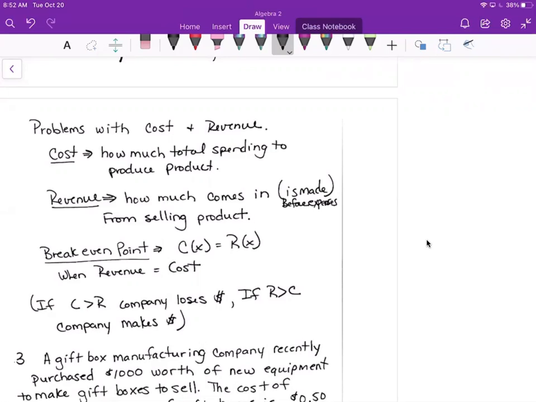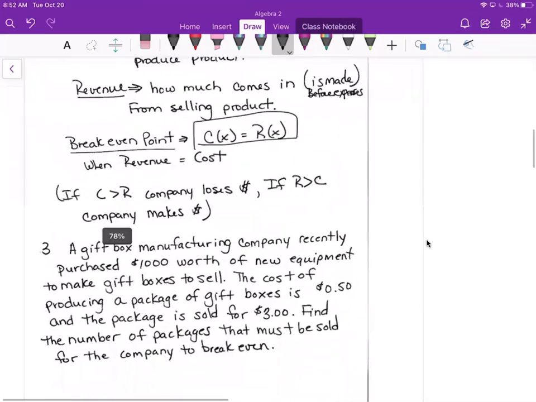And finally, this should make sense: when cost is greater than revenue, the company loses money. If revenue is greater than cost, the company makes money. And that break-even point is important because it tells the company, you need to sell X amount of product, and once you sell that amount, anything you sell in addition will make you revenue. So the break-even point is very important in the business world. Again, equations in the business world get a lot more complicated, so this is just a very simple equation. All right, let's see an example of that.